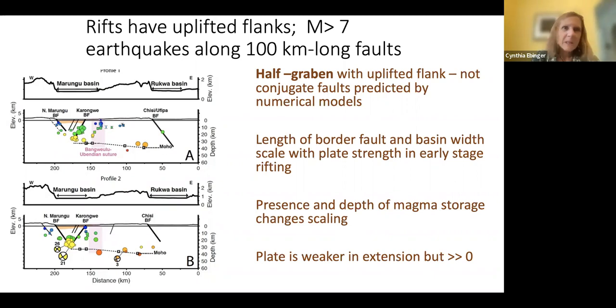And civil engineers know full well that the length of a fracture scales as the thickness of the strong layer, even in a layered material. And so these fault systems are indicative of strong lithosphere. So what happens when we extend strong lithosphere?